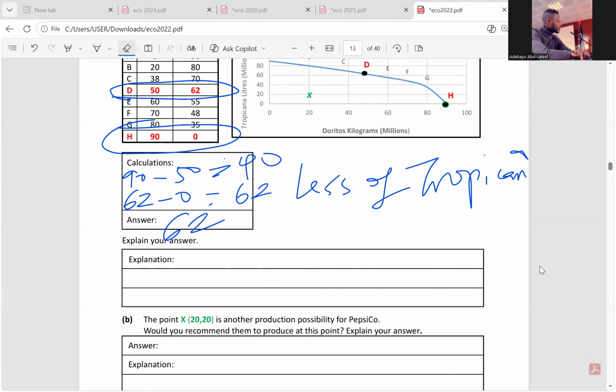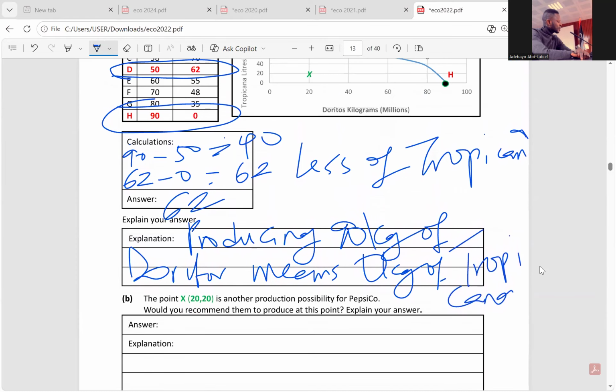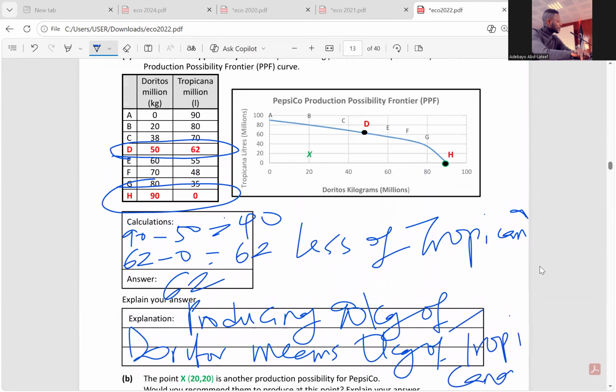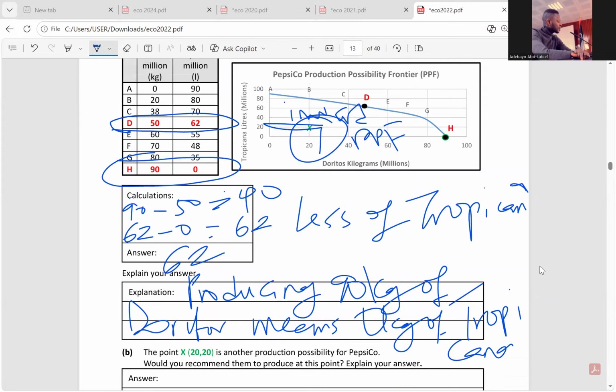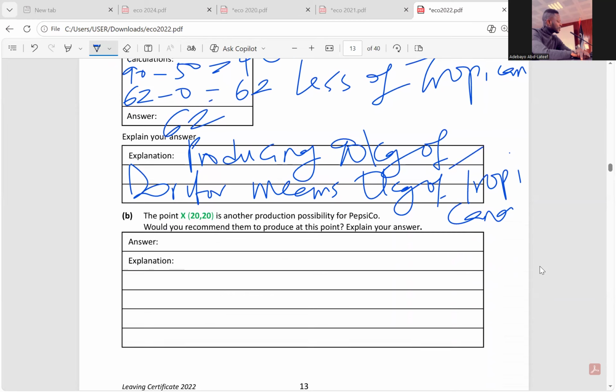Now, the next question says, point X is another production possibility for PepsiCo. Would you recommend producing at that point? This is point X. X is inside the PPF. So you cannot produce that. Inside the PPF is unemployed resources and inefficient. It needs to be on the boundary. So producing there, no.